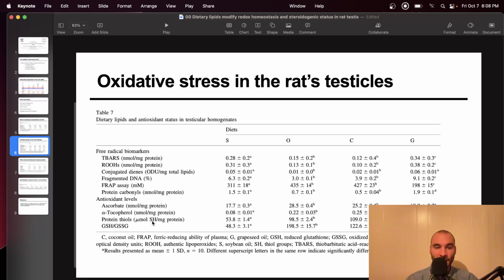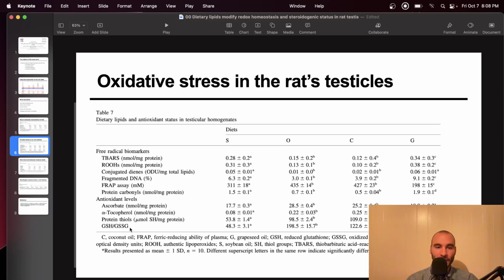Now, the next thing they looked at is protein thiols. So protein thiols are components or side groups of proteins that are able to help detoxify lipid peroxides and have a bit of an antioxidant effect as well. And what we're seeing here is that you have almost twice as much of these protein thiols present inside the olive oil and coconut oil groups compared to the grapeseed oil and the soybean oil. So basically, the antioxidant status inside the testicles of the rats fed olive oil or coconut oil is significantly better than the rats fed the soybean oil or the grapeseed oil.